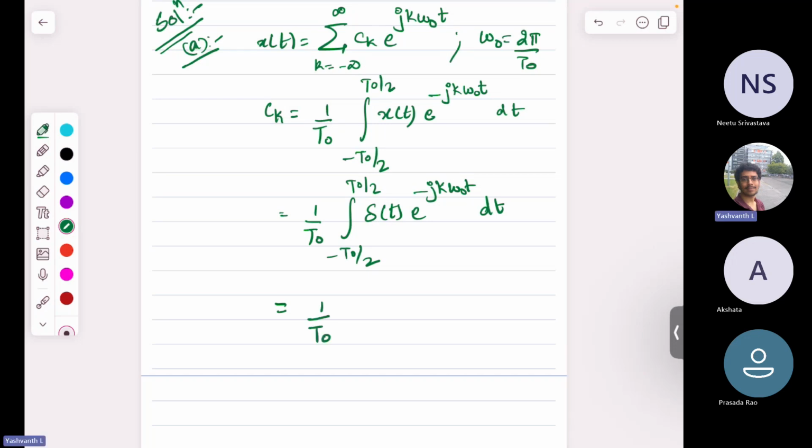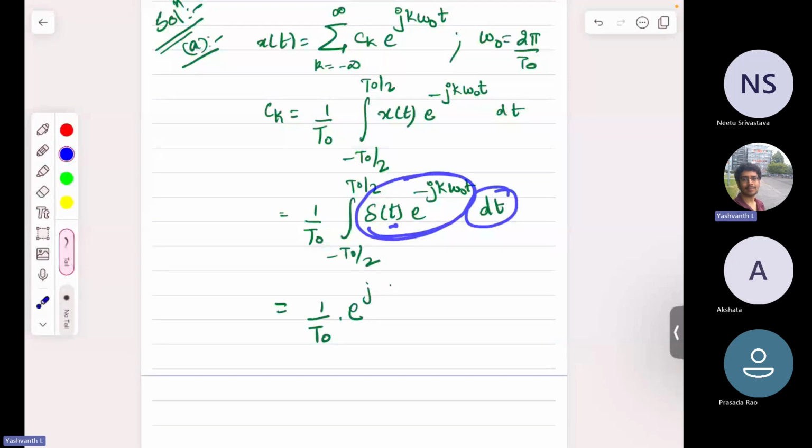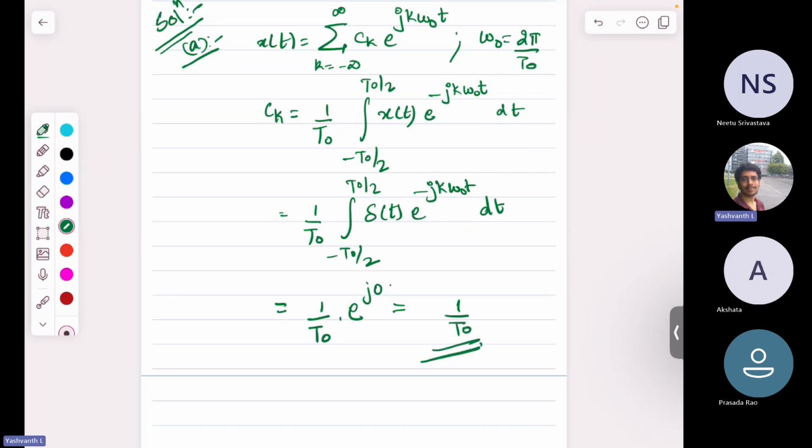Nothing but 1 by T naught into e raised to j 0. Yeah, not 1, it's 1 by T naught. Because except at T equal to 0, everywhere else the integrand is 0. Only at T equal to 0, this delta of T will take a non-zero value. But at that T equal to 0, this e power will become e power 0, which will be equal to 1. Correct? That is just equal to this. Therefore, it is equal to 1 by T naught. Is this clear?